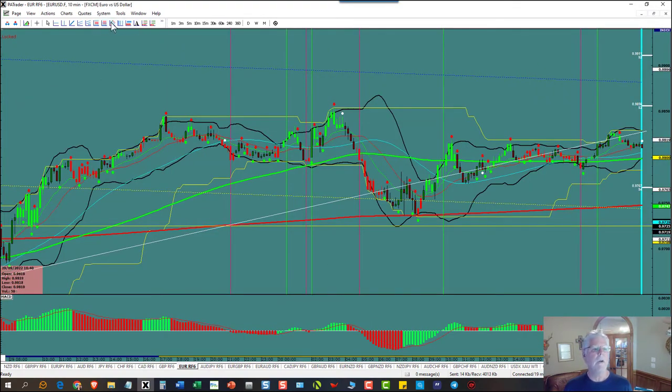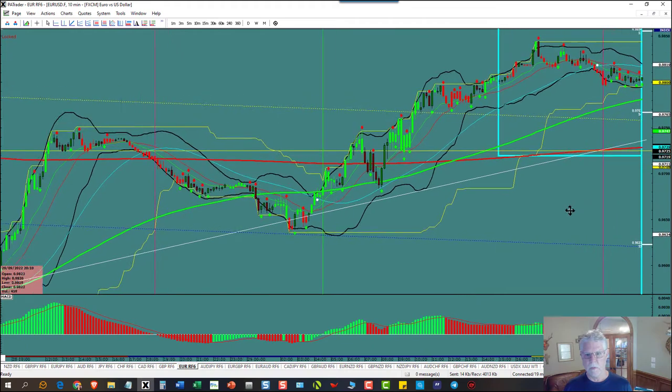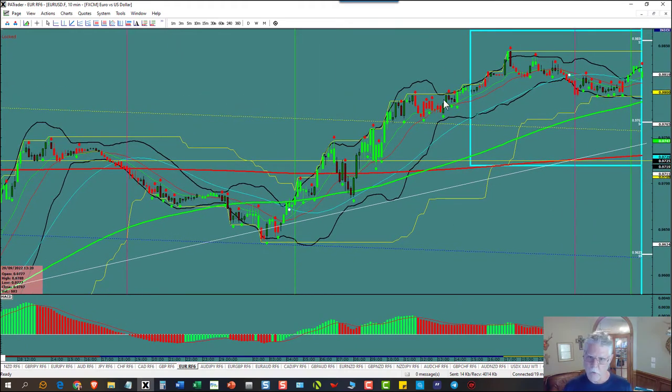All right, so once you have determined that there is even a direction, as you can see here, there is no direction, it's just sideways, all right? So that's sideways. But prior to that, we had an up move, all right? So you can see that. So how do I know where to put the lines on? Well, there are a couple of rules you gotta know.